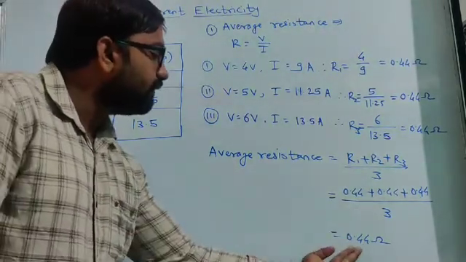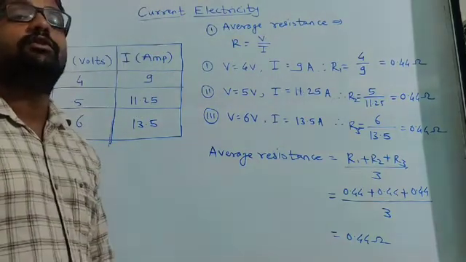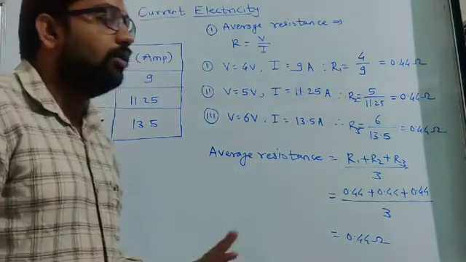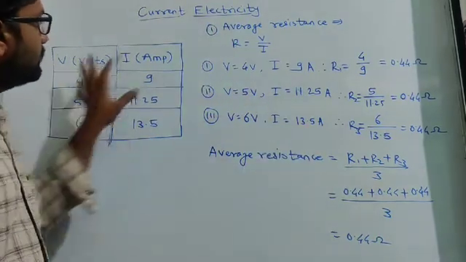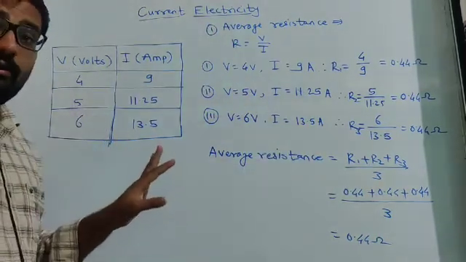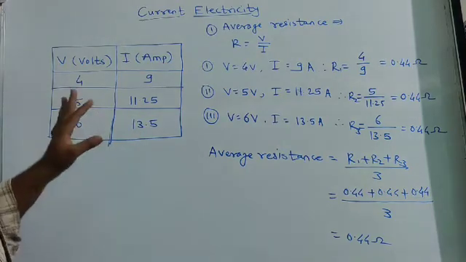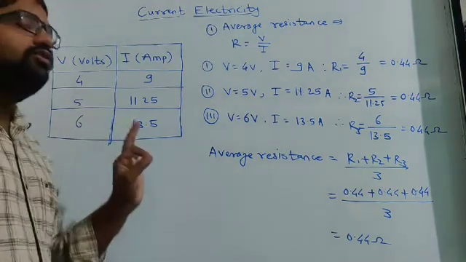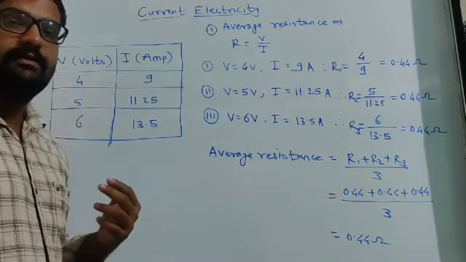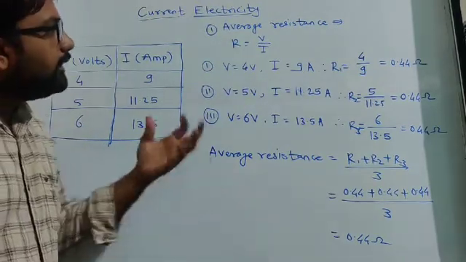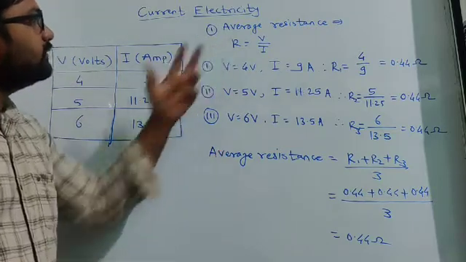So to calculate the average, we first add all 3 values of resistance and divide by 3. Our final answer will be 0.44 ohm. That is the average resistance of this data. For that, we should know this formula of resistance. That is important, and then we only have to put values in this formula.